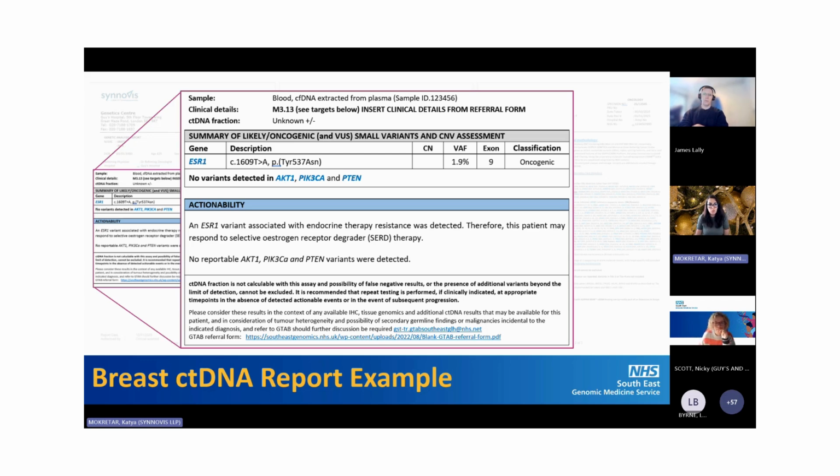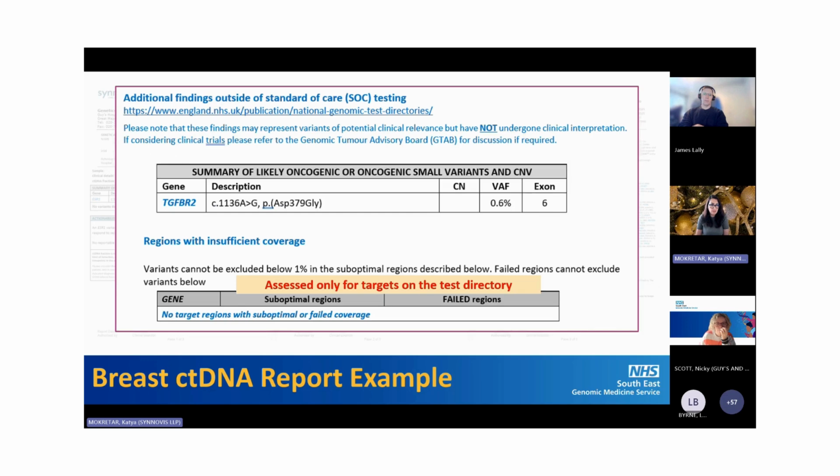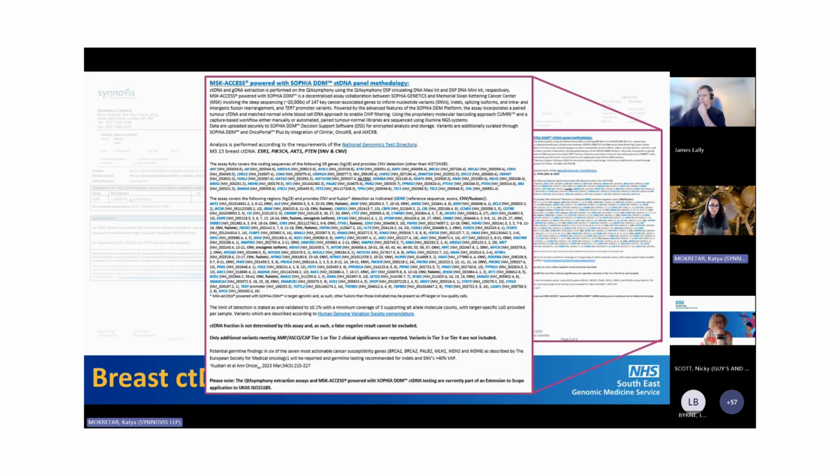In this case, there are no suboptimal or failed regions. You can see that nothing here is listed. There's the actionability statement and the GTAP referral and the reminder about the assay. The second page is the same. You will have the additional findings. Here we will also report everything that we see that's additional, and oncogenic or likely oncogenic. Then an assessment of the regions of insufficient coverage. In this case, there were none, so this was listed here. And again, just a reminder, this one is only for the targets that are from the test directory.